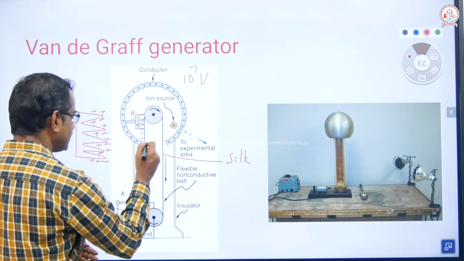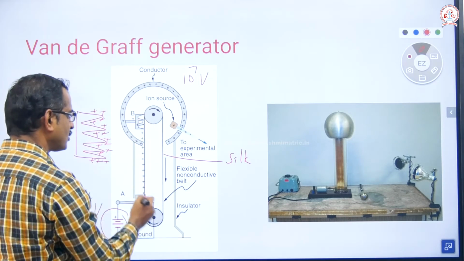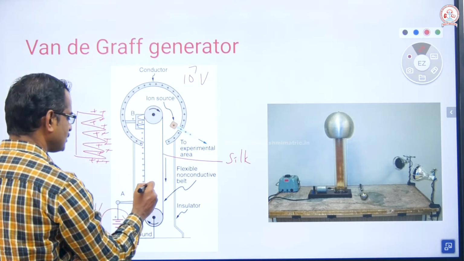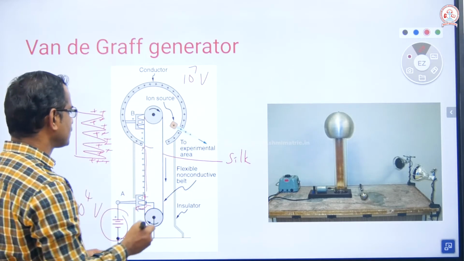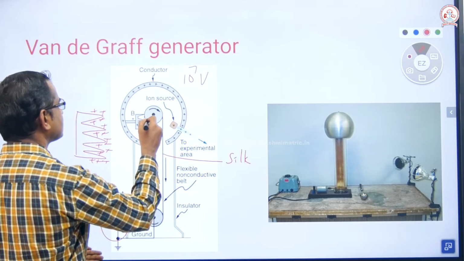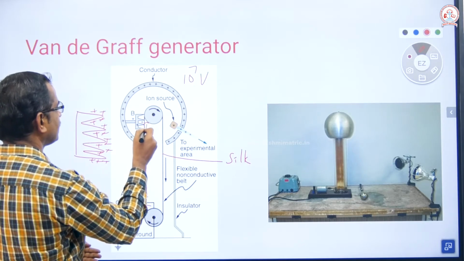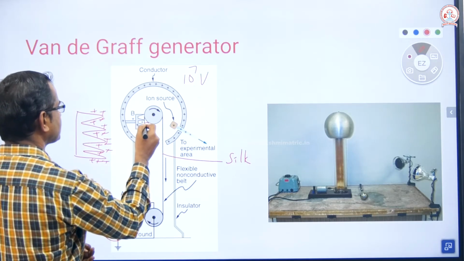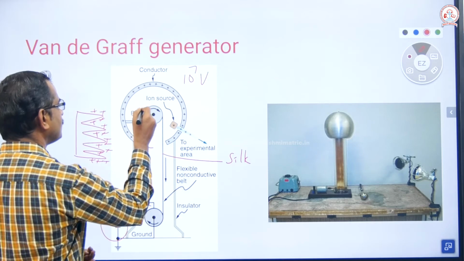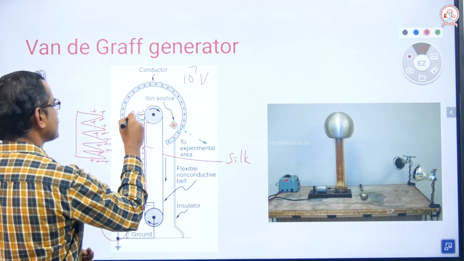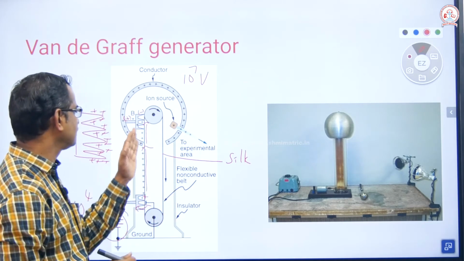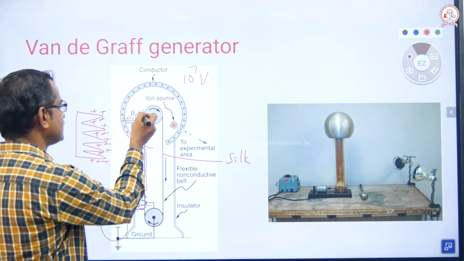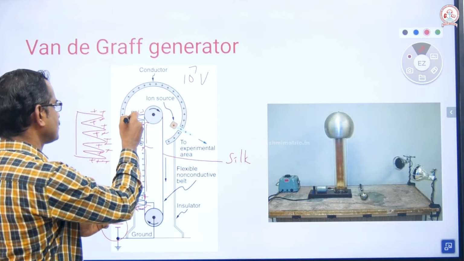As the belt is rotating, as the belt is moving, the positive charges are also going along with the belt. They get stuck to the belt. It goes like this, and here what happens? These positive charges induce negative charge here. In turn, it induces positive charge here. Due to electrostatic induction, this induces negative charges here. In turn, that induces positive charges here.